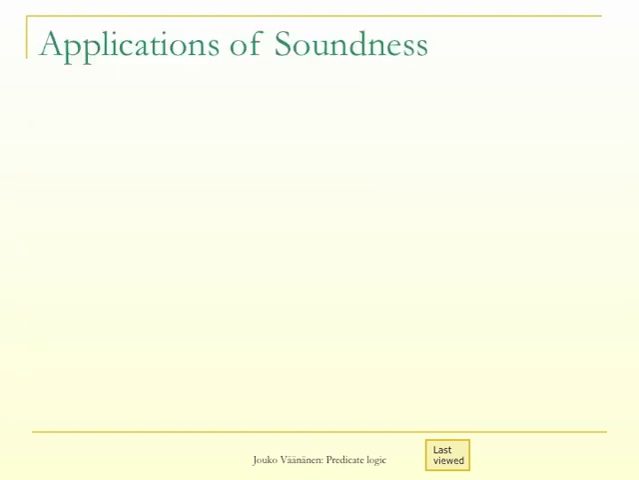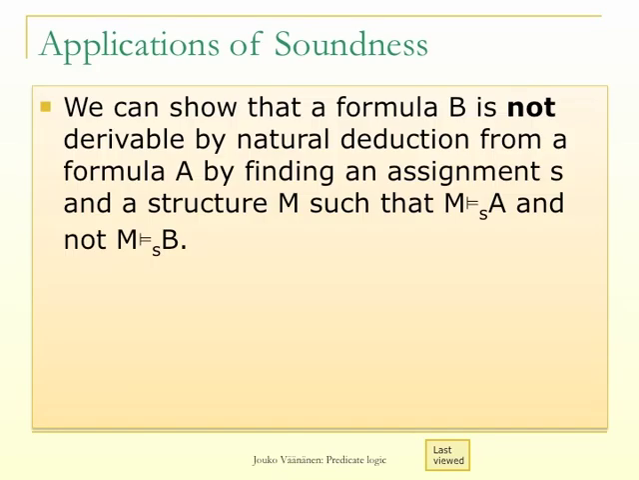Applications. We can show that the formula B is not derivable by natural deduction from a formula A by finding an assignment S and a structure M such that S satisfies A in M, but S does not satisfy B in M.